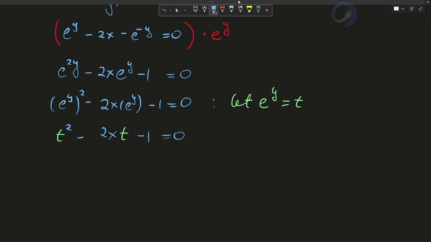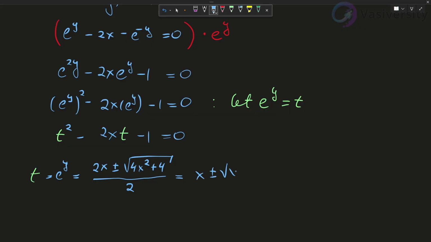Okay. And therefore, solving for t, which is equal to e^y, by the quadratic formula we will have 2x plus or minus the square root of 4x squared plus 4, divided by 2, which, simplifying, is x plus or minus the square root of x squared plus 1.